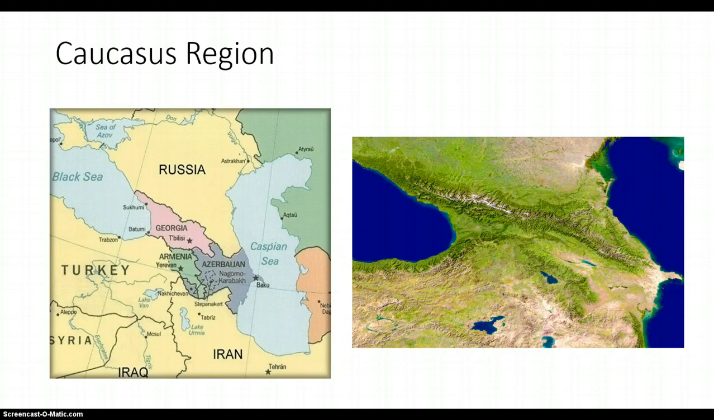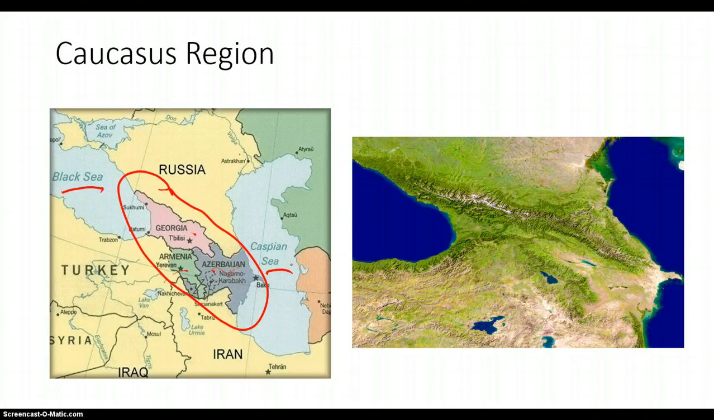Now, here's the Caucasus region of the world. It is located just south of Russia. And the countries of the Caucasus region are Georgia, Armenia, and Azerbaijan. And we can see that the Black Sea borders the Caucasus region to the west, and the Caspian Sea borders the Caucasus region to the east.